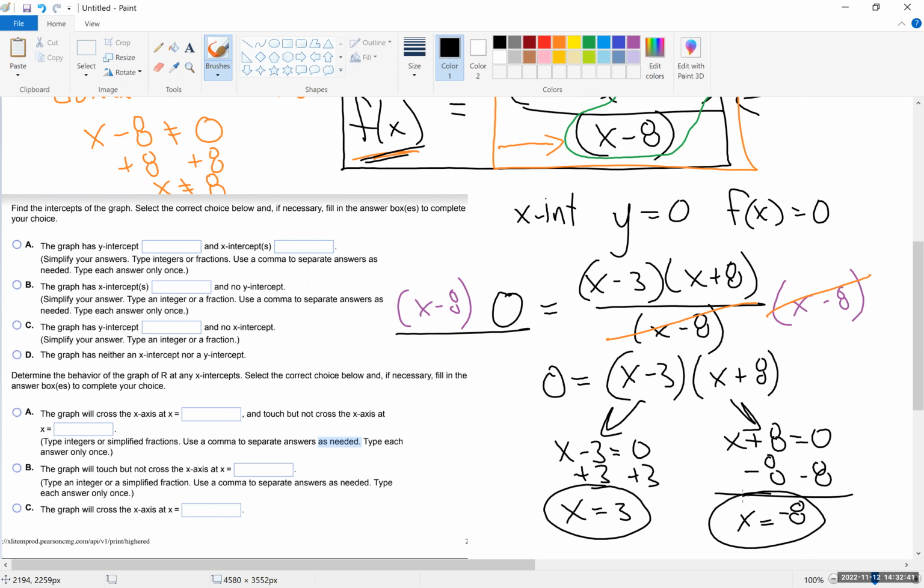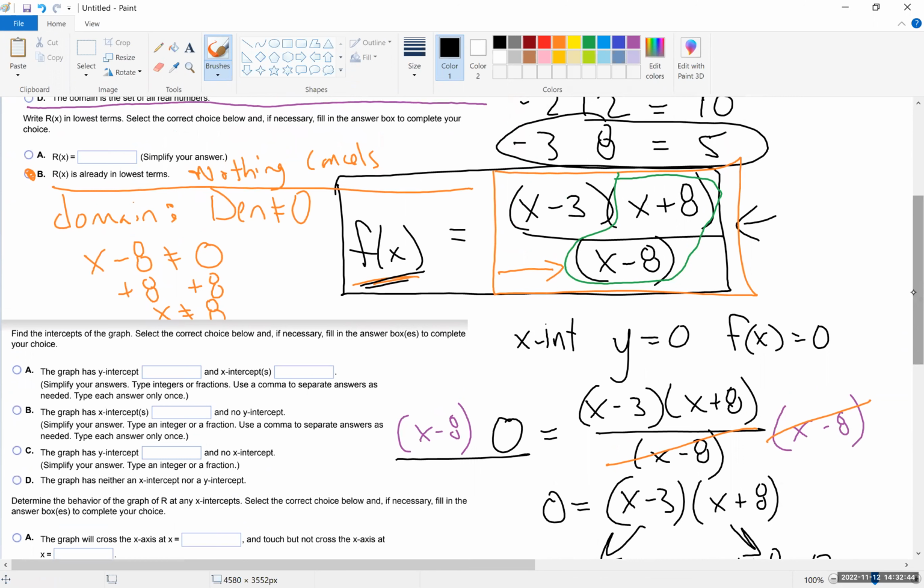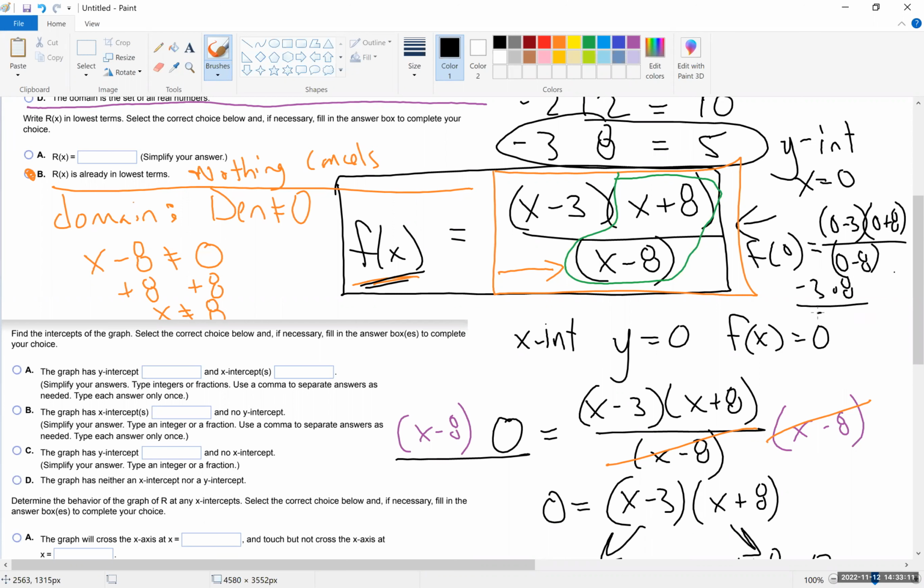Okay. Now, to find the y-intercept, we're going to scroll up. Finding the y-intercept is really nice. The y-intercept happens when x equals 0. That's f of 0. So what is f of 0? Everywhere we see x, we write 0. It's going to be 0 minus 3 times 0 plus 8 divided by 0 minus 8. So it's going to be negative 3 times 8 divided by negative 8. You can always use a calculator, I'm never against calculators, but 8 divided by 8 is 1. So it's negative 3 divided by negative 1, which is positive 3.